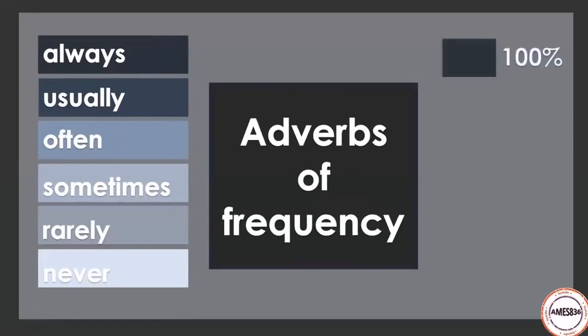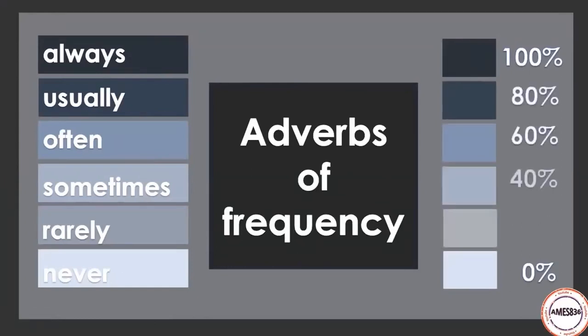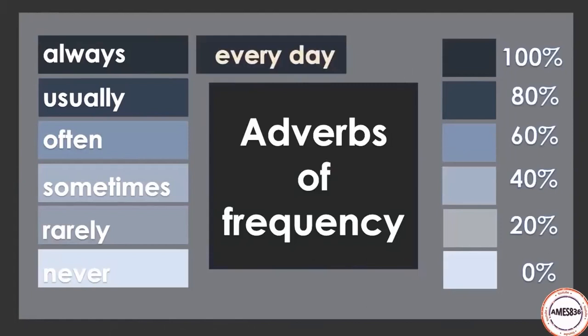Always means that you do things every day. Let's say 100% of the time. Never means the opposite, so 0%. Usually, often, sometimes, rarely follow a descending order. This means you do a thing less and less. You can also use every day for things that happen or are done every day of the week.